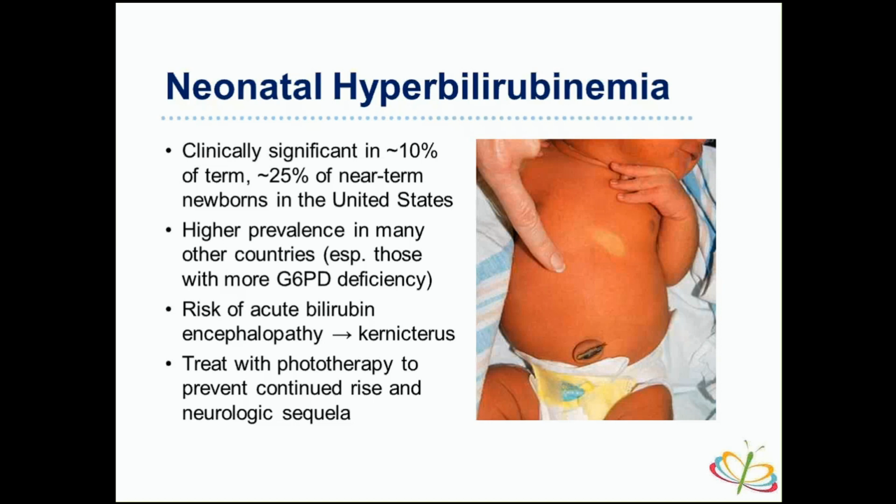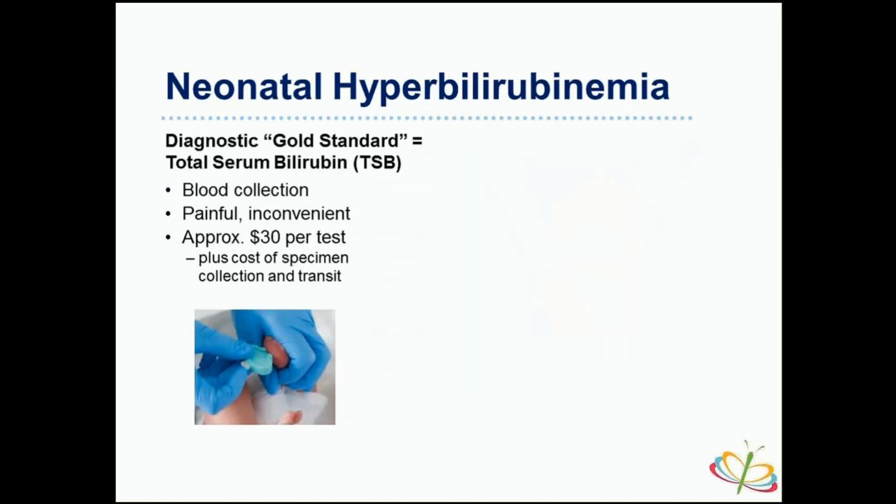And of course, why do we care? With really high bilirubin levels, there's a risk for various neurologic sequelae, including acute bilirubin encephalopathy, then progressing to kernicterus. We treat initially with phototherapy in order to help prevent that rise. The gold standard test for neonatal jaundice is total serum bilirubin, collected with a blood specimen, a heel stick, which is a little painful and sometimes inconvenient. At our facility, the test itself costs about $30 to run, not including the cost of collecting the specimen and any transit.